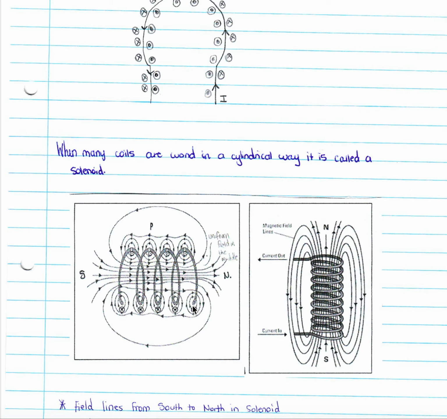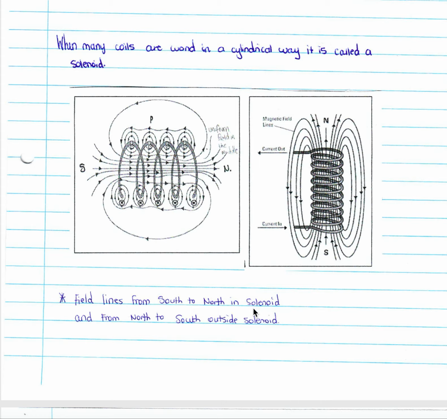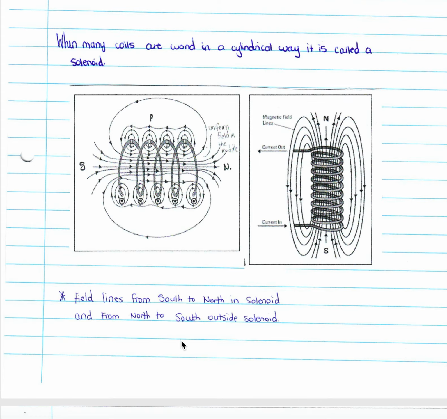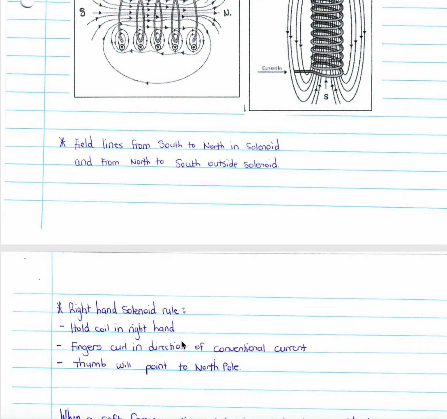We can see that if we have our current going in here and we use our right hand rule, we can see it on the inside. It is always moving this way, which is from south to north. So as I've said, your field lines go from south to north in your solenoid and from north to south outside your solenoid. We can use our right hand solenoid rule.